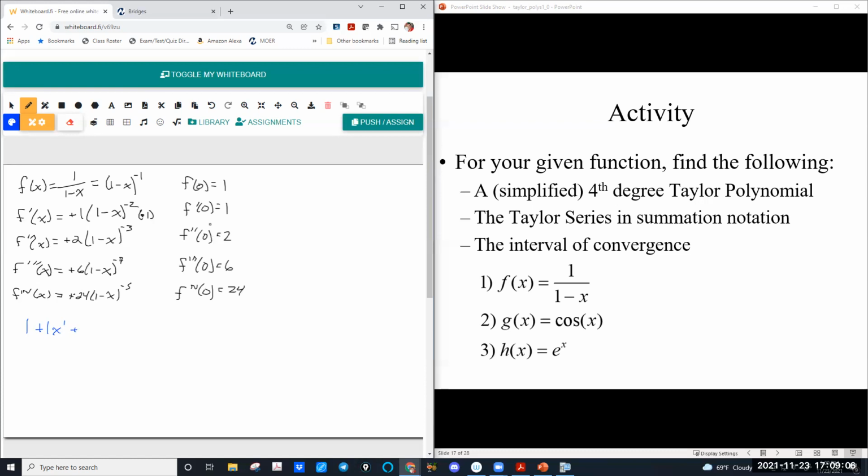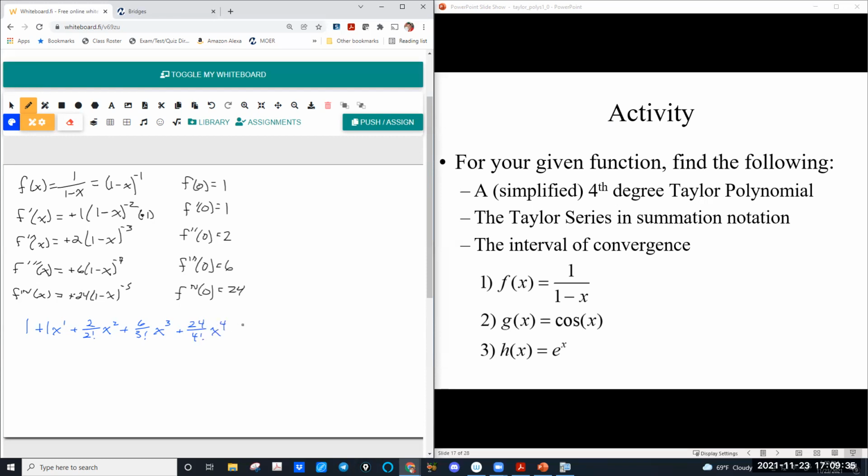Plus our next term is going to be 2 over 2 factorial x squared. Our next term is going to be 6 over 3 factorial x cubed. And then because we're asked for a 4th degree, we need something raised to the 4th power, so we need the next term. So 24 over 4 factorial x to the 4th.